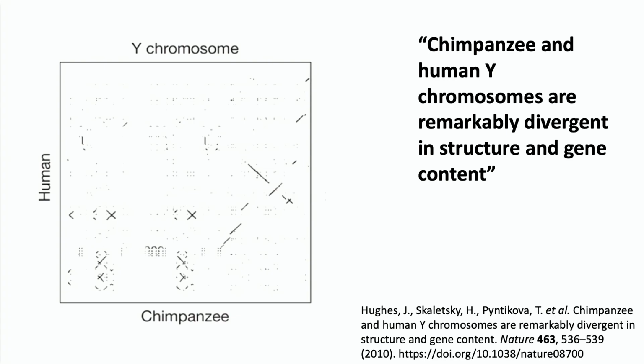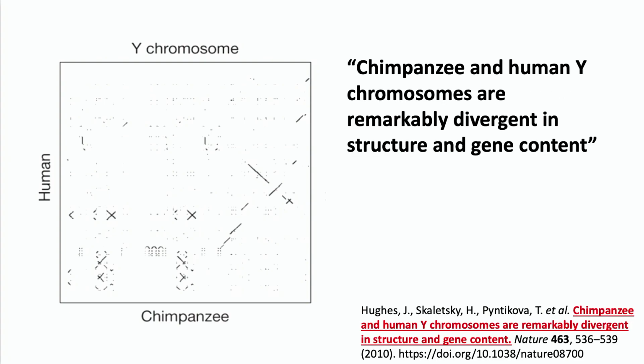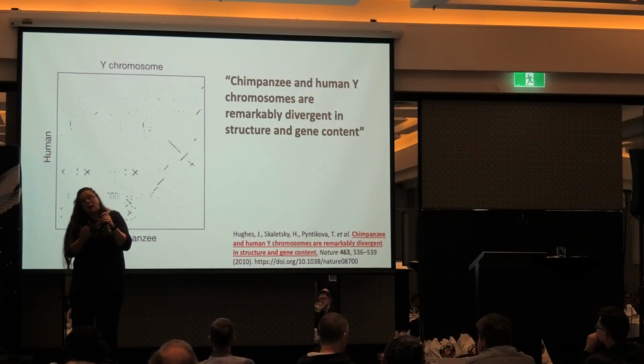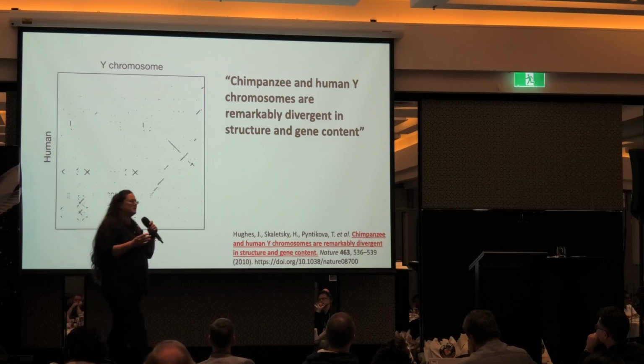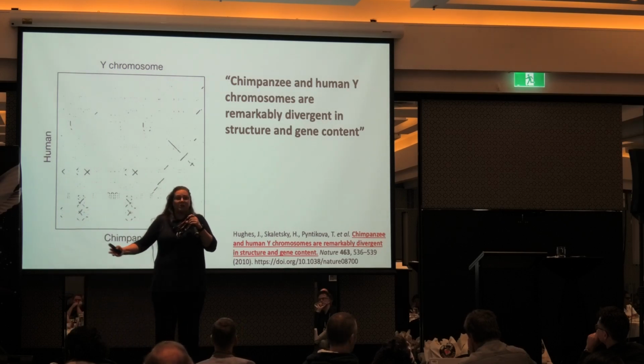The truth is that according to this statement, the name of the paper was actually this: Chimpanzee and human Y chromosomes are remarkably divergent in structure and gene content. There is hardly any similarity at all between human and chimpanzee Y chromosome. So you think, well, who cares? If there's no similarity on the Y chromosome, it's not a who cares. There's no possible way that humans and chimpanzees could be related. It's not, oh, this is an anomaly. No, it just can't be.